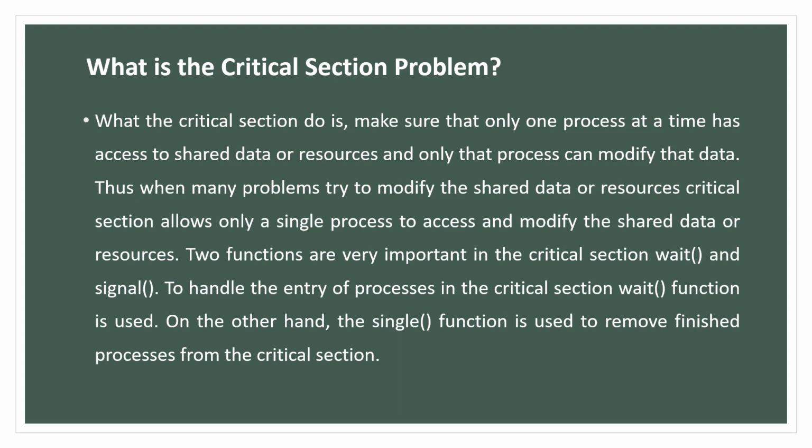Next, what is the critical section problem? The critical section makes sure that only one process at a time has access to shared data or resources, and only that process can modify that data. Thus, when many processes try to modify the shared data or resources, the critical section allows only a single process to access and modify them.